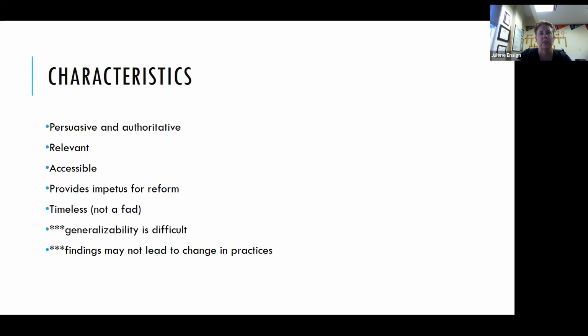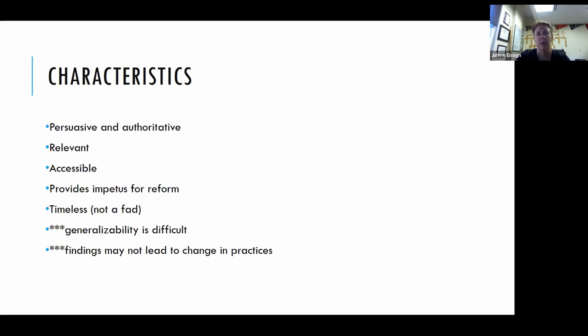So the characteristics: it's persuasive and authoritative, meaning that it makes you want to jump on the bandwagon, so to speak. It's relevant, it's accessible to all. It provides an impetus for reform, and it's timeless. It's not just something that's going to be different tomorrow.